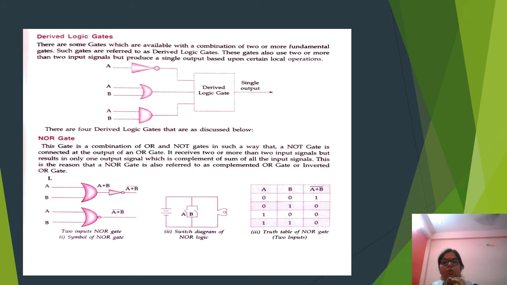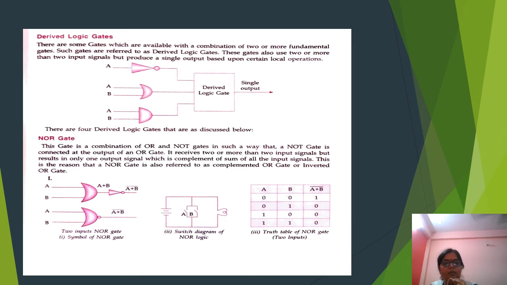These gates also use two or more input signals but produce a single output based upon certain logical operations. See here how it has been done. Here it is a NOT gate, here it is your OR gate, here it is your AND gate, and it has been drawn and we have got a derived logic gate and a single output. See, there are four derived logic gates that are discussed below. First is your NOR gate.